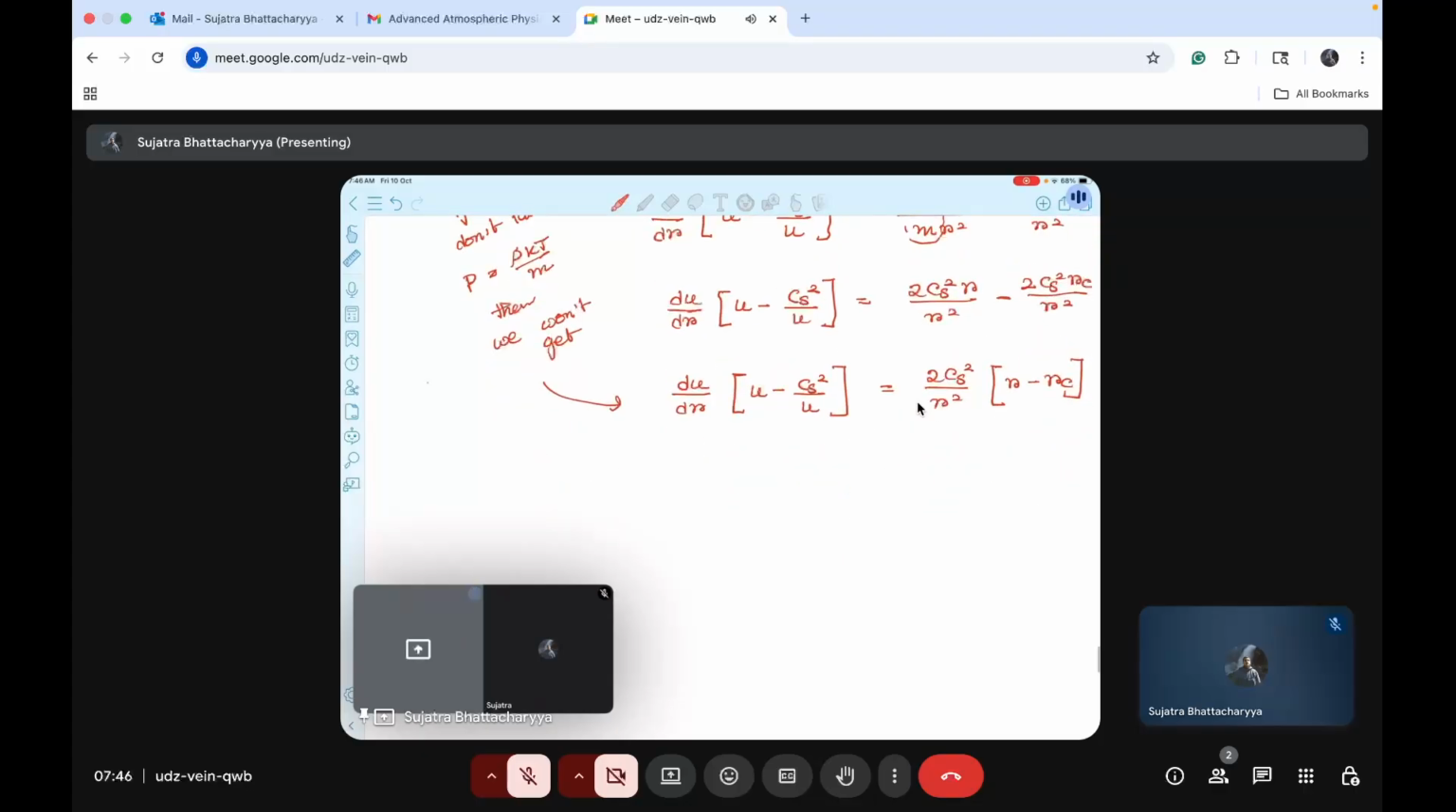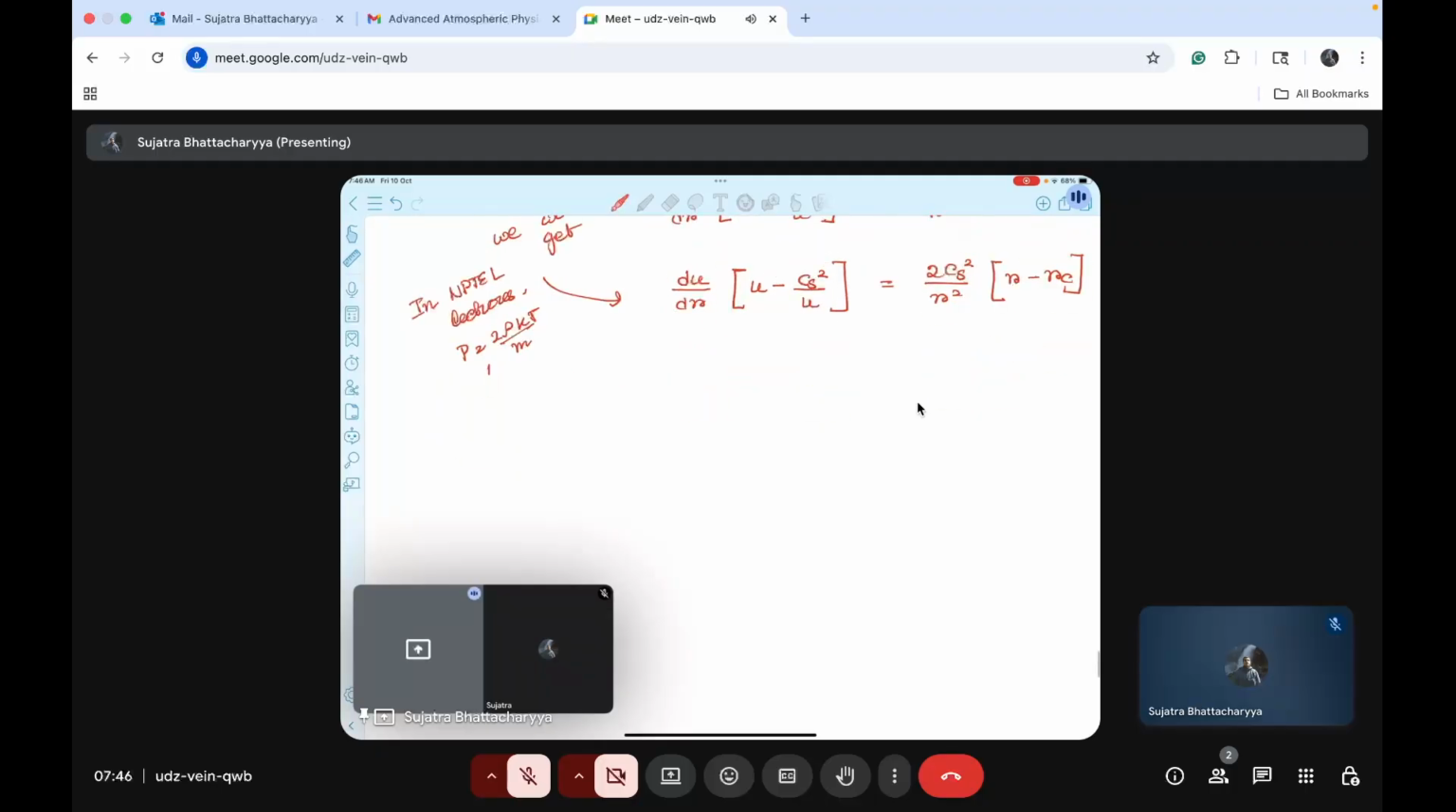Okay, so in the NPTEL lectures, I have seen that P is written as 2 rho KT. But this will give you du/dr, and the final expression is (u minus 2cs square by u) du/dr equals 2cs square by r square. You will get this, but it is not the right expression. So the final expression becomes this, which is not the same as this. Okay.